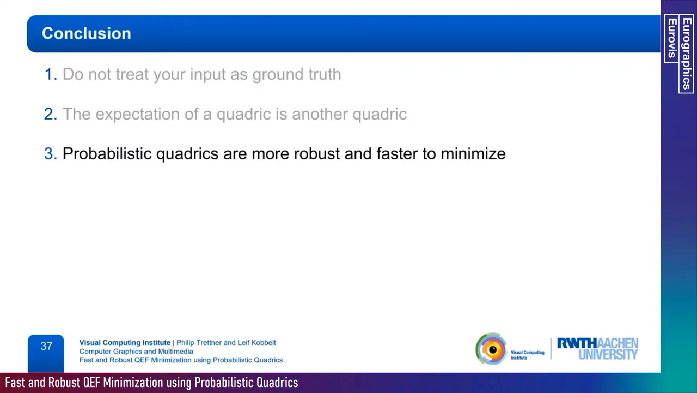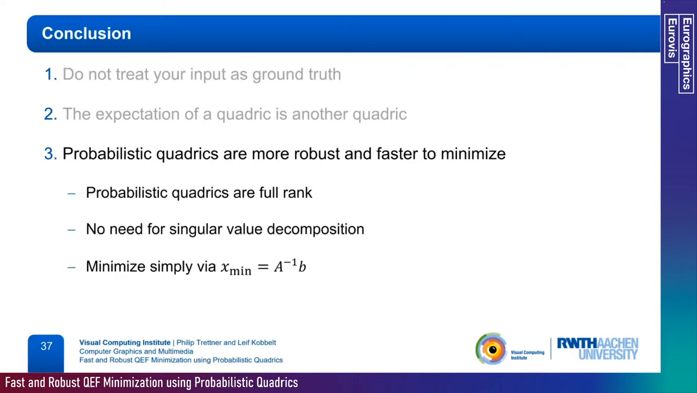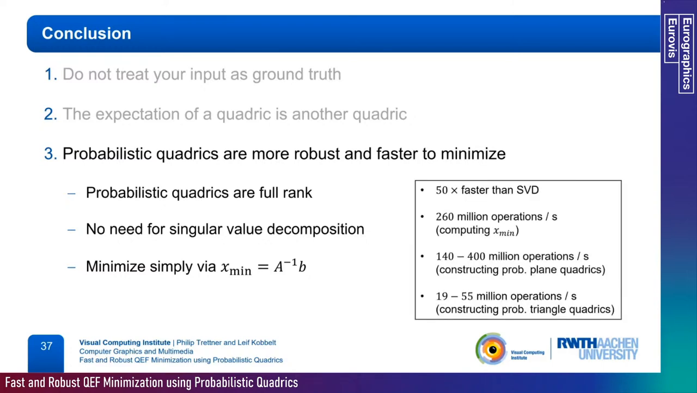And this is because as long as your covariance is non-zero, probabilistic quadrics are always full rank, and thus there is no need to use a singular value decomposition to compute the minimizer, and you can simply use A inverse B for that. And it turns out that this is roughly 50 times faster than a singular value decomposition, and it is now possible to perform many million quadric-related operations per second on a single CPU core.